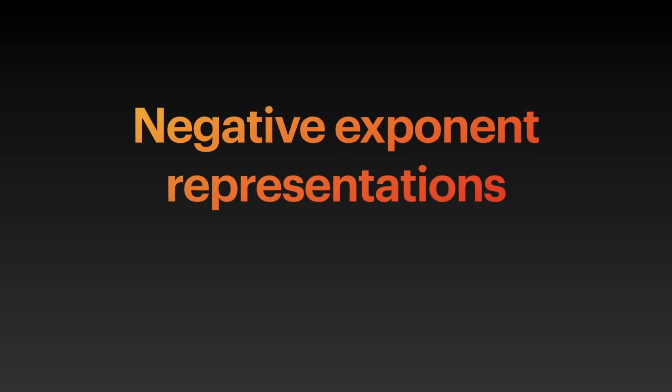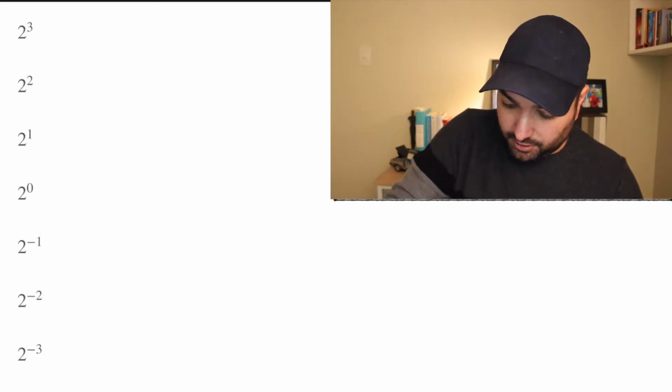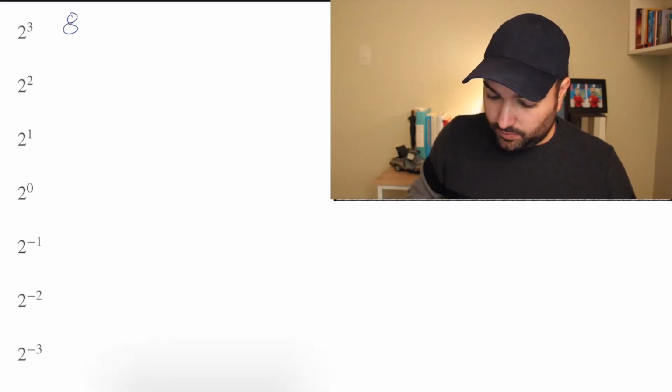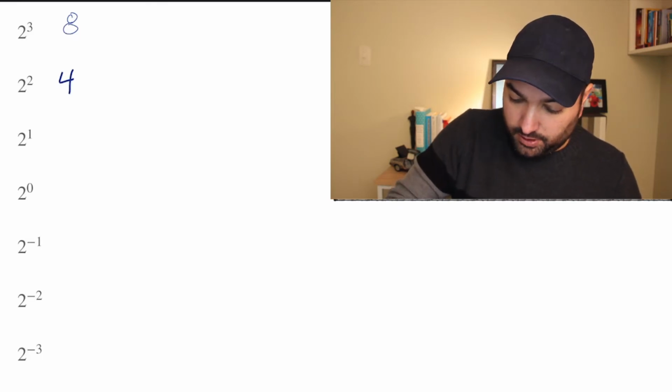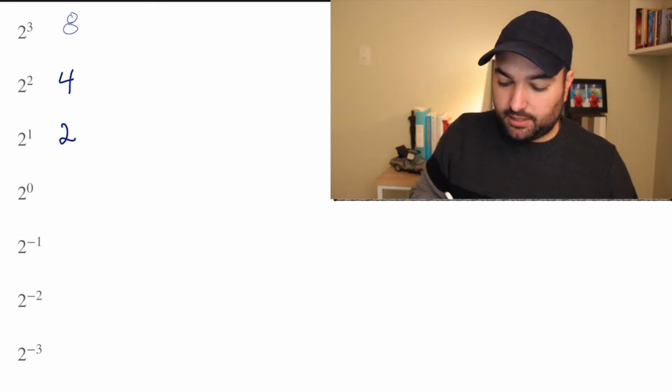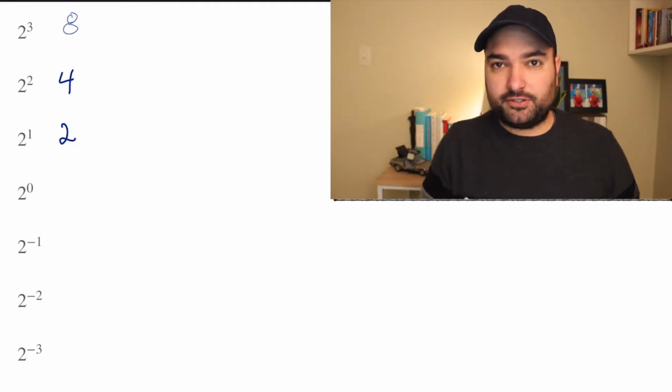So we have negative exponent representations. First up, we have 2 to the power of 3, and I'm just going to convert these into numbers really quickly. So 2 to the power of 3 is 8. 2 to the power of 2 is 4. 2 to the power of 1 is 2. And then 2 to the power of 0 is, if you don't already know it, 1. Anything to the power of 0 is 1.